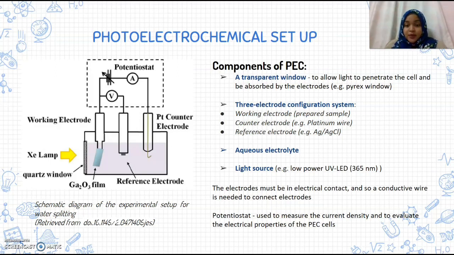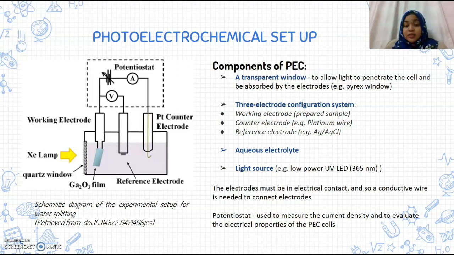Photoelectrochemical characterizations can be conducted in a single compartment cell with a Pyrex window, which is a transparent window, in order to allow light to penetrate the cell and be absorbed by the electrodes, because we know that PEC cells extract electrical energy from light. A PEC cell also has a 3-electrode configuration system where the prepared samples are the working electrodes, a platinum wire is the counter electrode, and silver chloride in saturated KCl is the reference electrode. Well, there are many other examples of counter electrode and reference electrode, but platinum wire and silver chloride are the common ones we use in the lab.